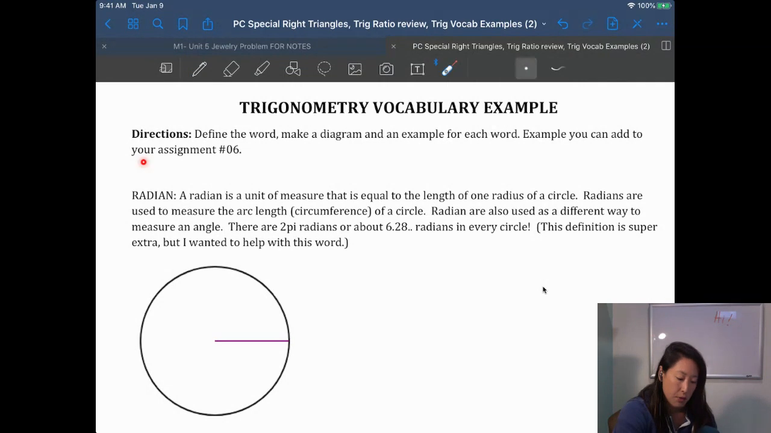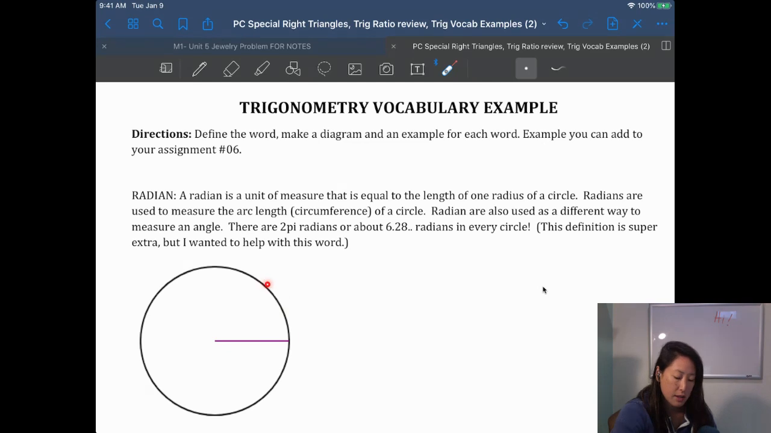This is an example of what I want you to do for your problem set, assignment number six. I'm giving you a bunch of words. One of them is radian, and you're going to go ahead and define the word. So a radian is a unit of measure that is equal to the radius of a circle. And radians are measured, it's the arc length of a circle.